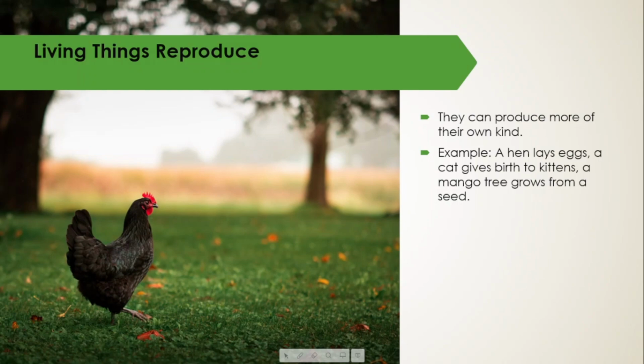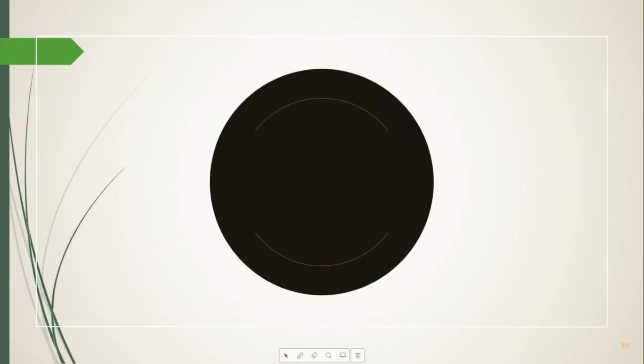Next, living things reproduce. They can produce more of their own kind. That means the ability to produce new adults or new plants or animals is known as reproduction, and all living organisms have the ability to reproduce. Example, a hen lays eggs, a cat gives birth to kittens, and a mango tree grows from a seed. So these are the characteristics of the living organisms.